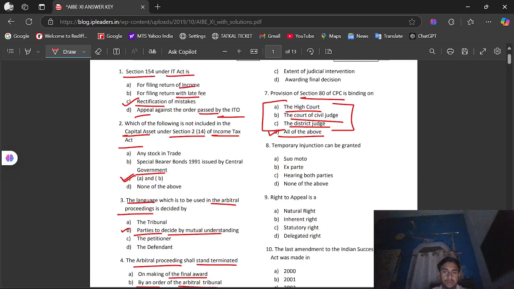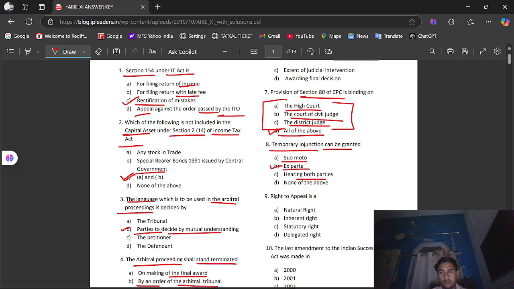Question number 8. Temporary injunction can be granted. Option A, suo motu. Option B, ex parte. Option C, hearing both parties. Option D, none of the above. Its right option is option B, which is ex parte.